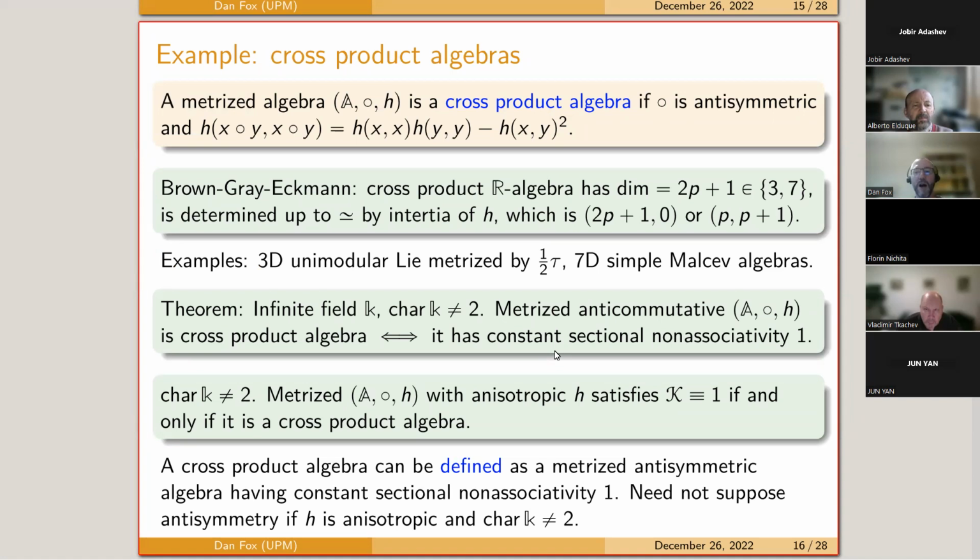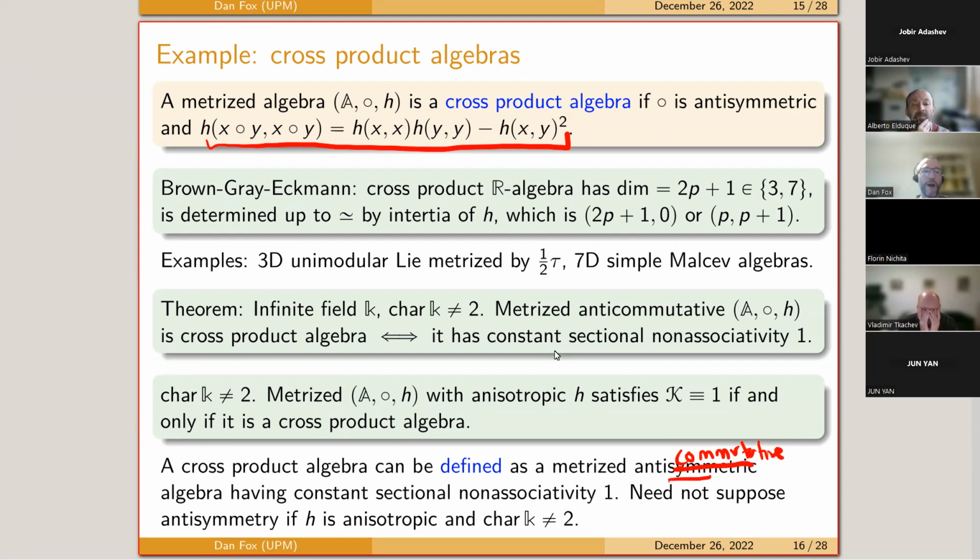The next comment is that the classical notion of cross product algebra is very, very close to having constant sectional non-associativity one for any commutative algebras. I should have said any commutative here, not any symmetric. So for those that don't remember, a cross product algebra has an anti-symmetric multiplication that satisfies this identity here. And this is motivated by the classical cross product in R3, which satisfies this identity.